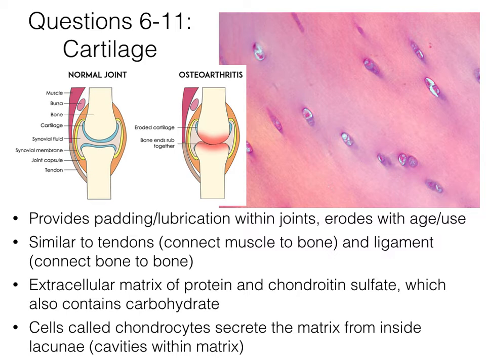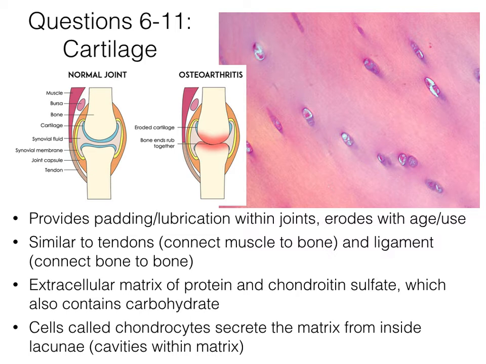It mostly has a matrix made of proteins, but there's also some carbohydrate in there too. The cells that produce the matrix are called chondrocytes. Basically, they live in little pockets within that matrix called lacunae. The lacunae are the cavities inside the matrix, and the cells live inside those lacunae, and they secrete the proteins and the carbohydrates that make up the matrix of the cartilage.